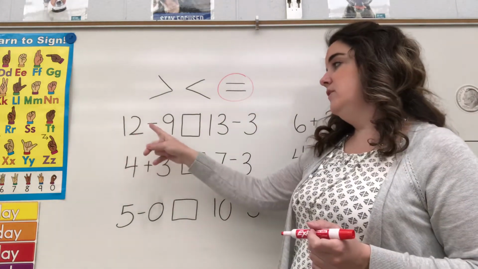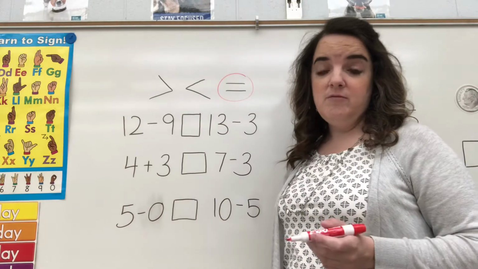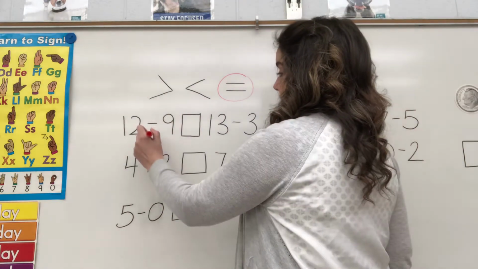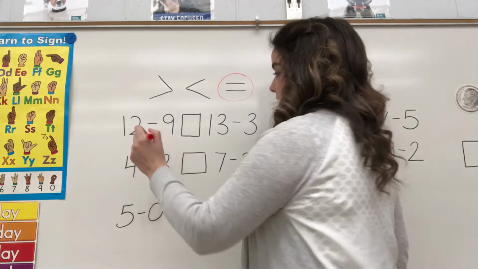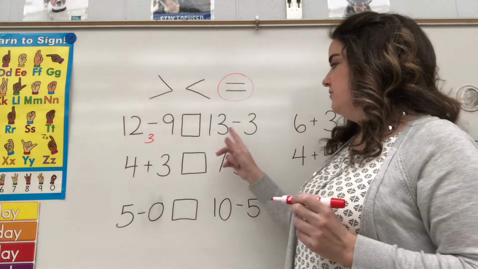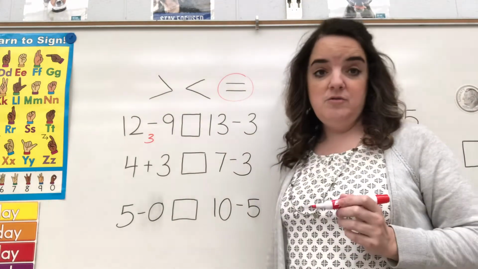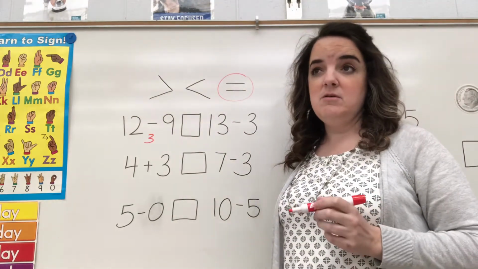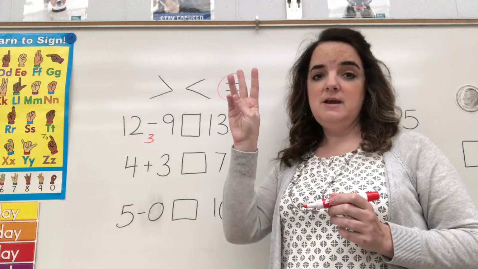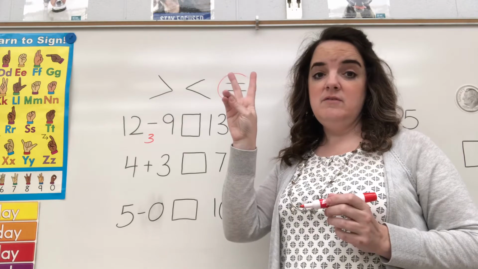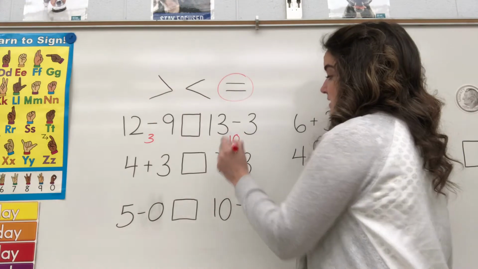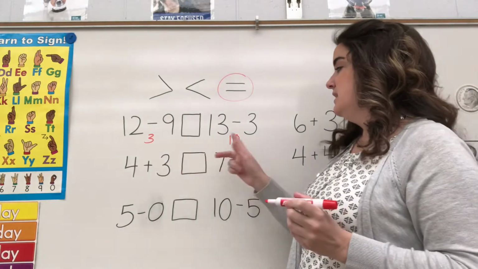We have 12 minus 9. 12 minus 9 is 3. So I'm going to write a 3 right below here. That's going to help me remember. Okay, and then I'm going to go over here. 13 minus 3. That's a big one. Let's count back by 1 three times. Ready? 13, 12, 11, 10. 13 minus 3 is 10. So we have the numbers 3 and 10.